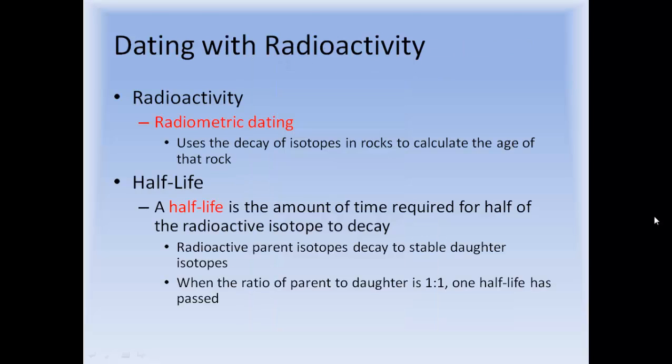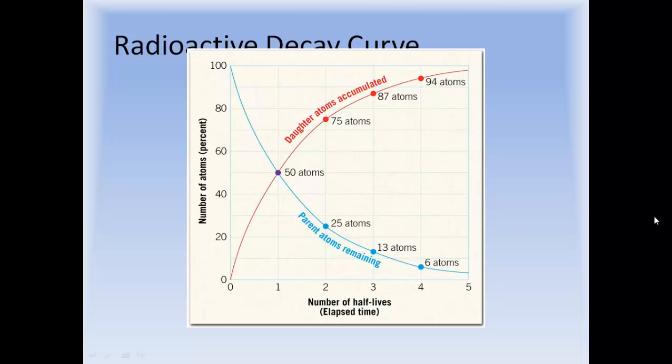Now radiometric dating uses the decay of these isotopes in rocks to calculate the age of the rock. Half-life is the amount of time required for half of the radioactive isotope to decay. Radioactive parent isotopes decay to stable daughter isotopes. They may have to decay to unstable daughters, and those decay into a stable daughter. It might take many steps, but at the end there's a stable isotope. When the ratio of parent to daughter is 1 to 1, so half has passed, that's the half-life.